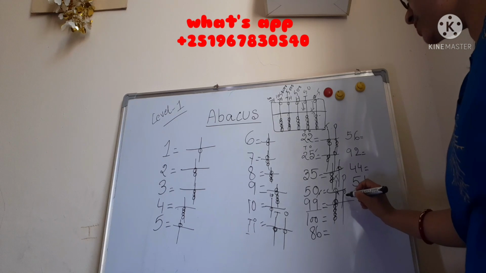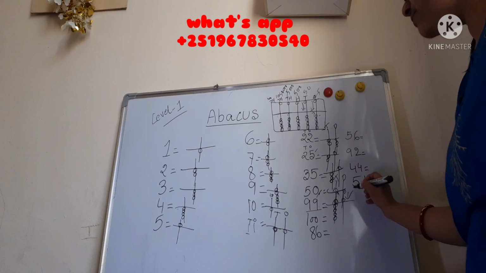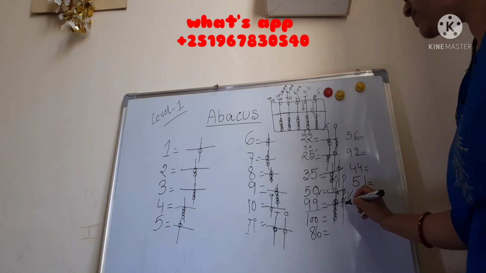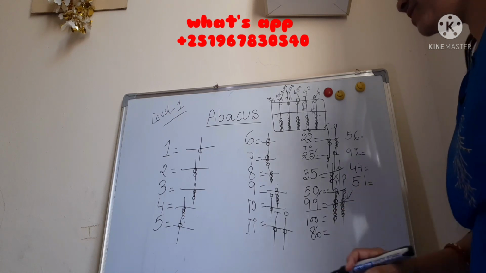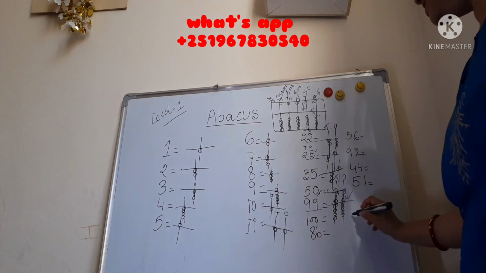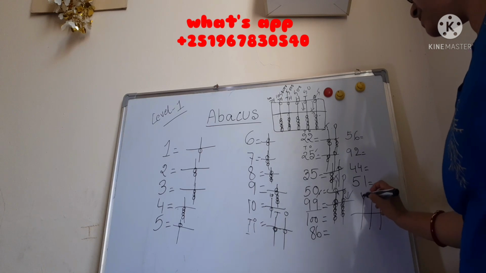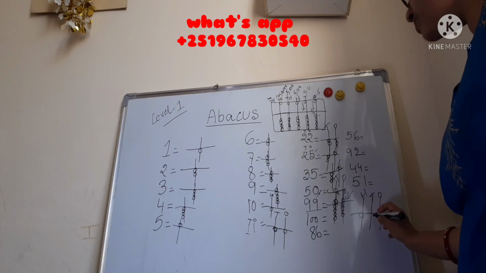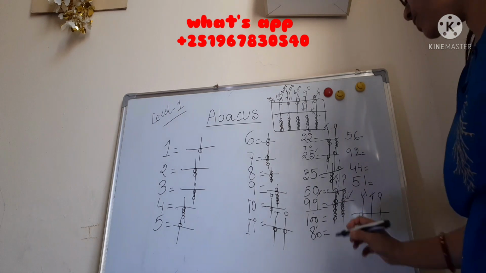9 means 1 in the ones place, 5 for the uppers. So for the upper bead, I will put down 1 bead. This is 5, 6, 7, 8, 9. Now it is 100. How will I write 100? 100 means ones place, tens place and hundreds. That means I will make it down, and for the tens place I will not make any beads up because the ones place and tens place value is 0.